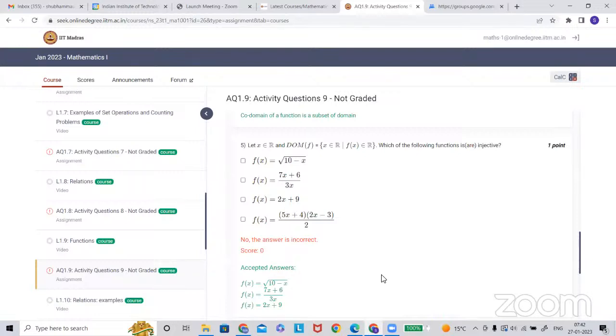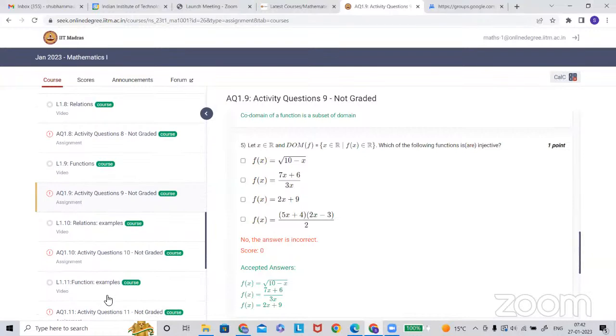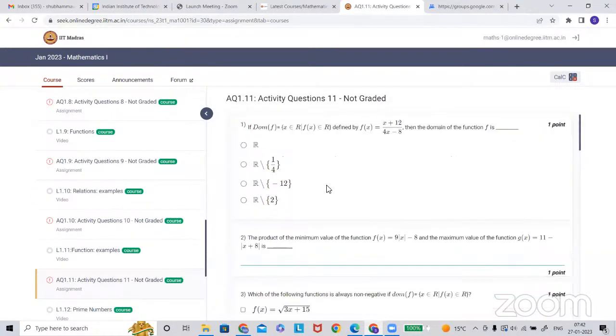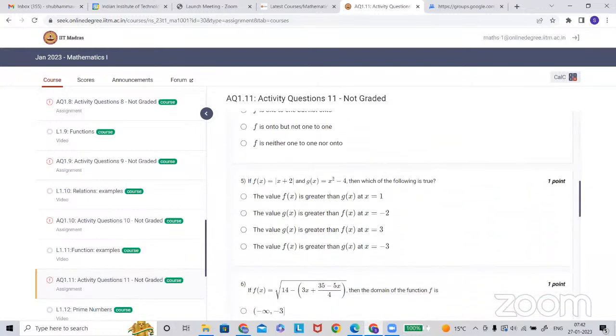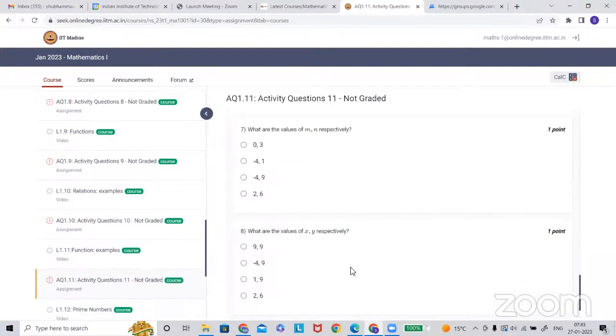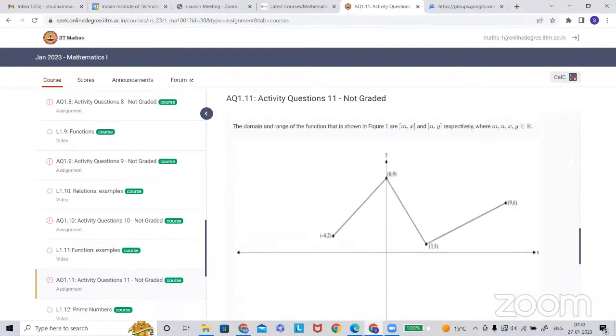Okay, fine. Now let me go with the next person. Manju has raised hand. Good morning, sir. I have a doubt in activity 11, question number 7 and 8. With the above graph, I'm not able to understand how the values of m and n are -4 and 1. Please explain, sir.